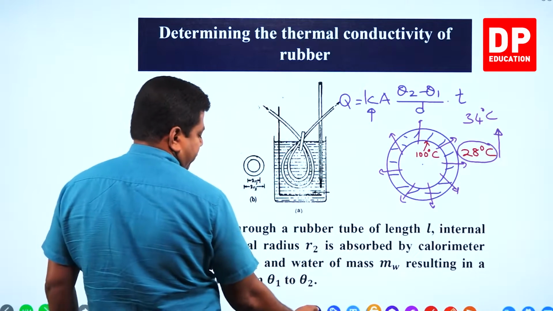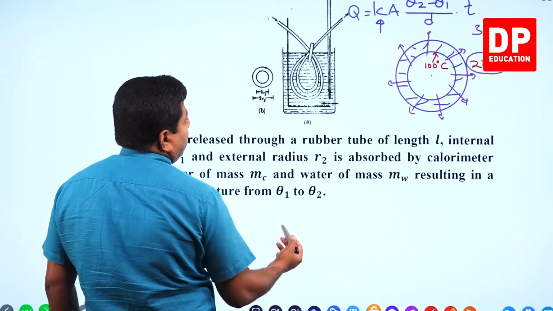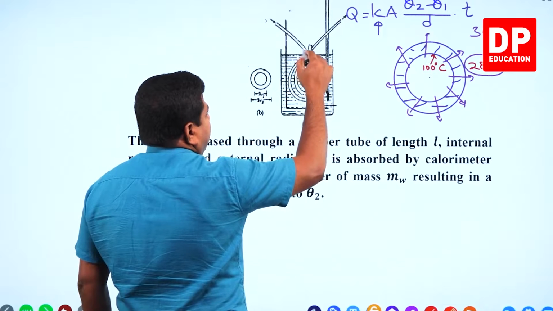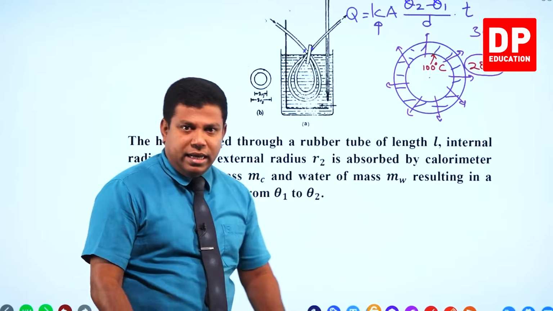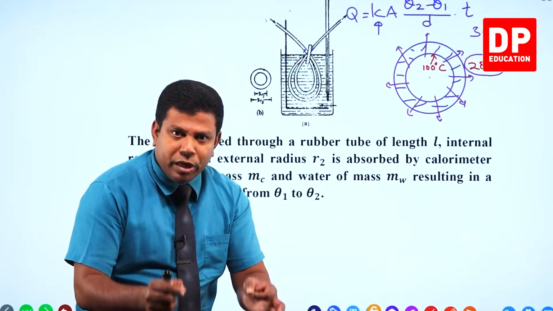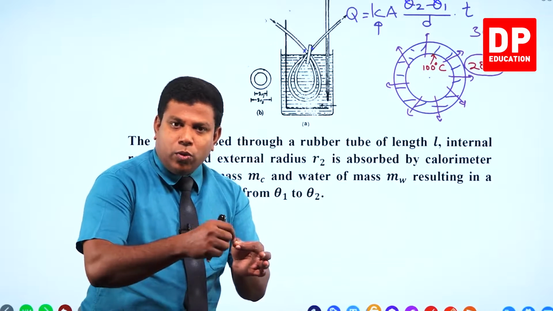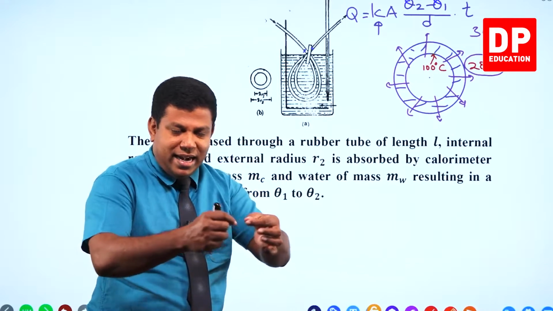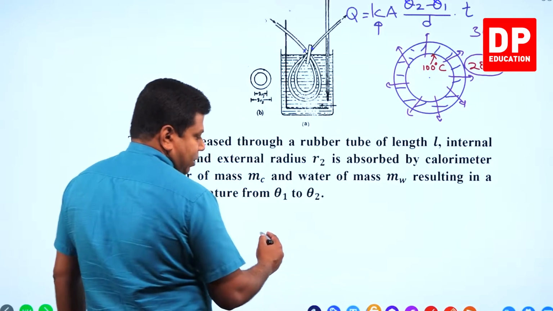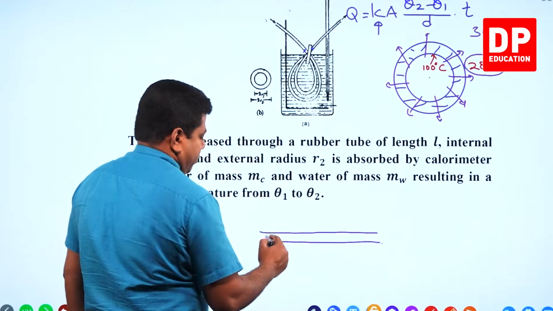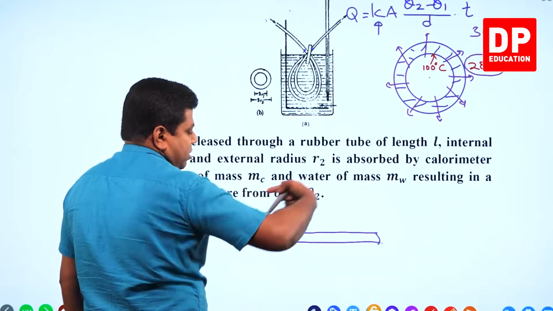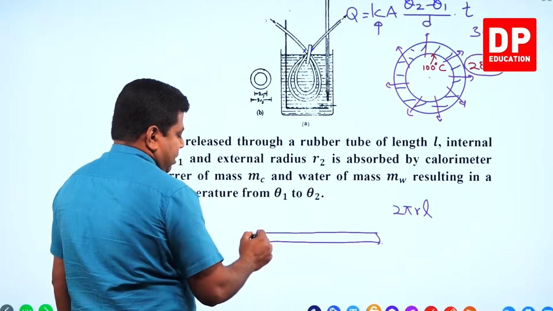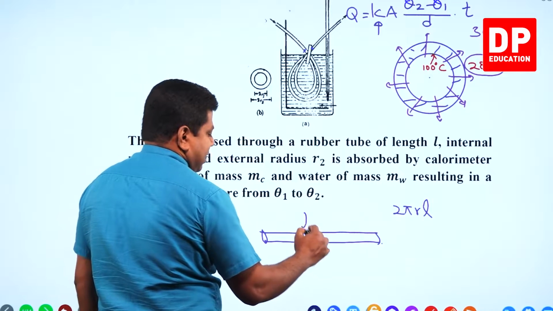Look at this. We can take a pen and mark from which point to which point the rubber tube has been submerged into the water. Then after the experiment, you remove the thread you tied it with and extend it. Then you will get a tube like this. So the surface has to be 2 pi r L. 2 pi r is the circumference of this circle, L is the distance.